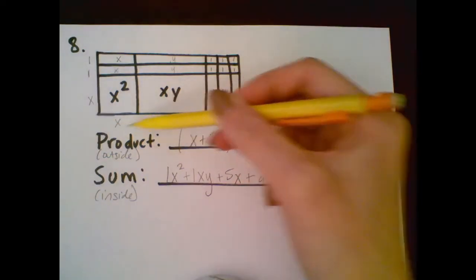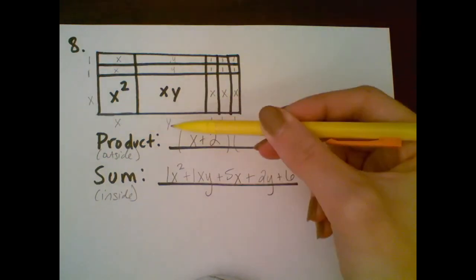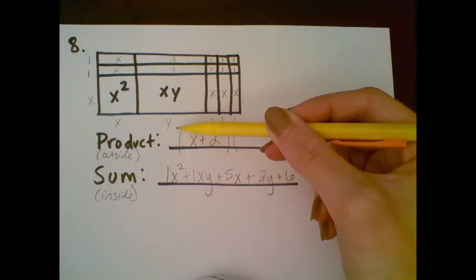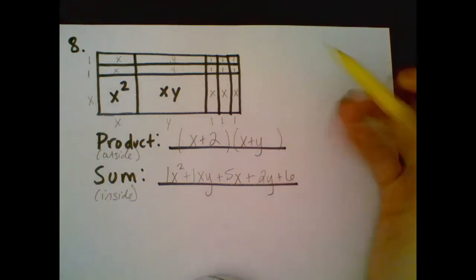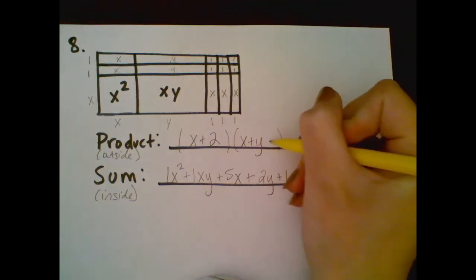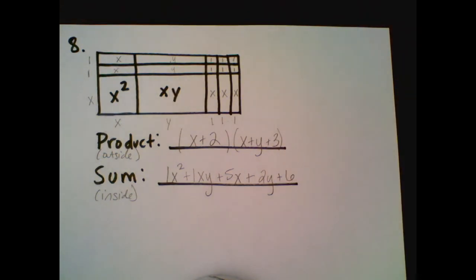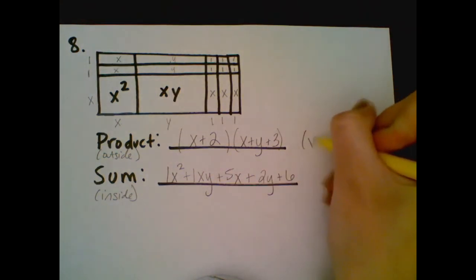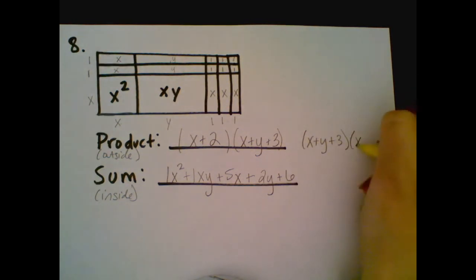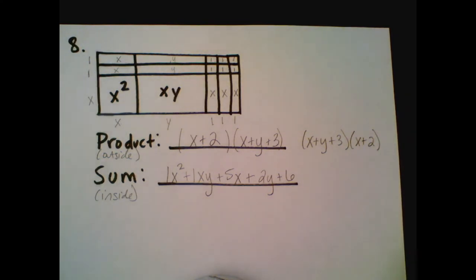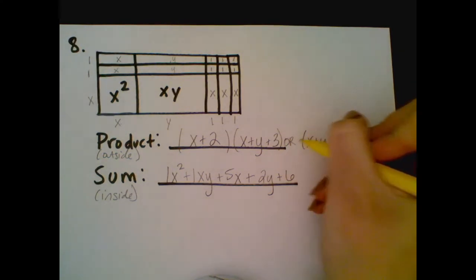Then down on the bottom here, I have an x and a y, which are not the same thing, so I can't actually add them together, but I'll write x plus y, and then I have 3 if I add those like terms together. Okay? So you can write your product like this. You could also have x plus y plus 3 first, and then the x plus 2. Okay, it can be in either order.